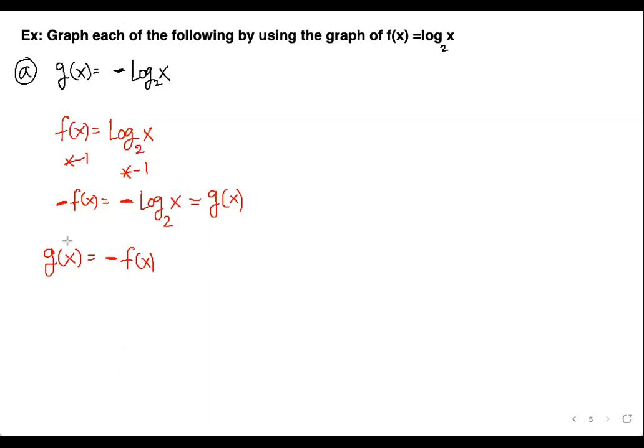So now let's start graphing the function. To graph the function g of x, I have to graph the function f of x, then reflect it around the x-axis. So here is the original function f of x, here's my graph of f of x.